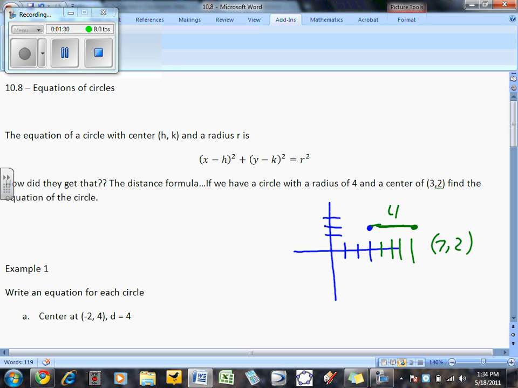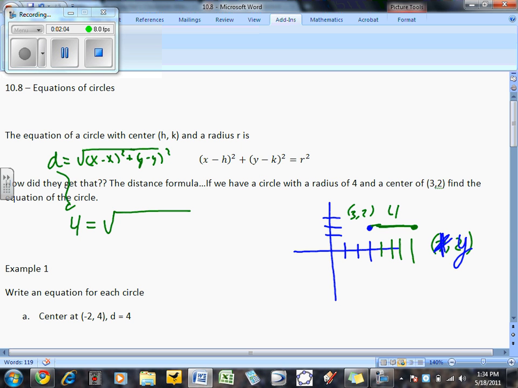So we can do the distance between these two points, (3, 2) and (7, 2). The distance is going to be 4. We know the distance equals the square root of (x - x) squared plus (y - y) squared, and our distance is 4. Actually, let's make it a more general case, like they did. Let's just make it any x or y point, any point on this graph, as long as it's a distance of 4 away.